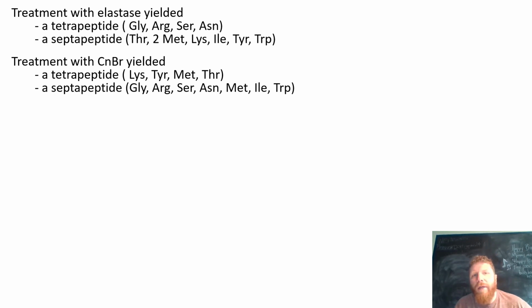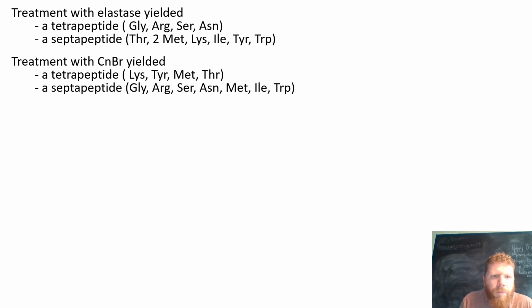Okay, so now our next enzyme is elastase. Elastase is going to cut after small amino acids like glycine and alanine. Now, this elastase treatment is going to give us this tetrapeptide and this septapeptide. But let's go ahead and reconstruct what we currently know.